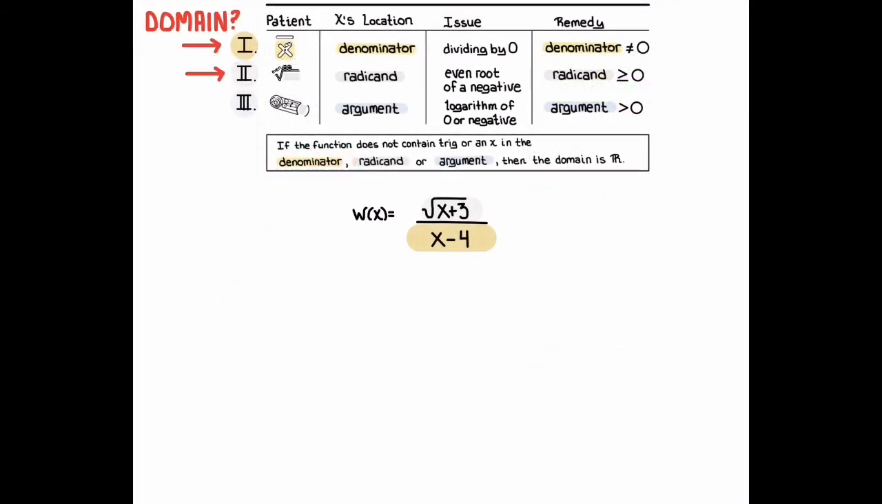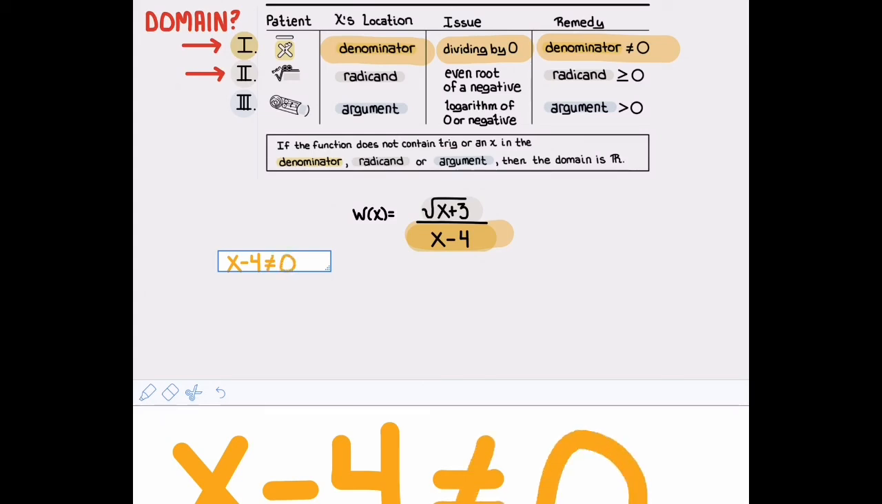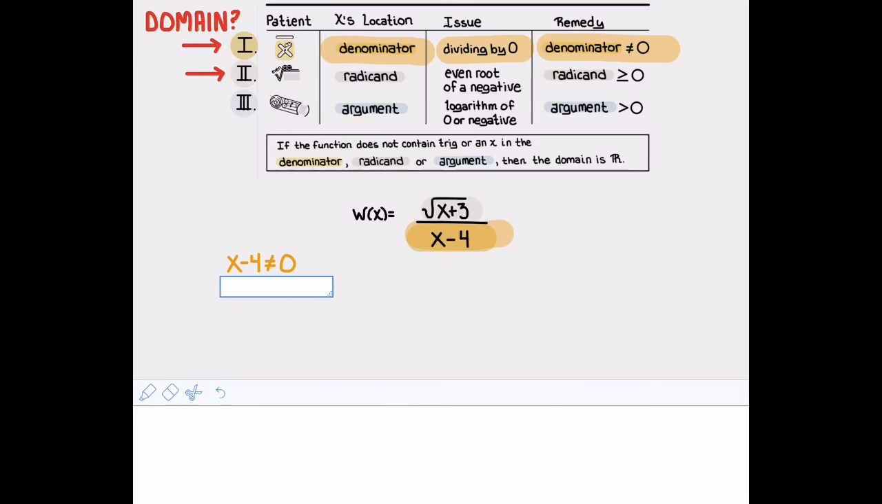Lastly, we're going to tackle the function w of x that had 2 domain issues. You just want to take care of each one separately, so beginning with the fact that there's an x in the denominator, and we don't want to divide by 0, we're going to set the denominator not equal to 0 to find out what number or numbers we shouldn't use. So x minus 4 cannot equal 0. Then I'm going to add 4 to both sides. So we should not use the number 4.